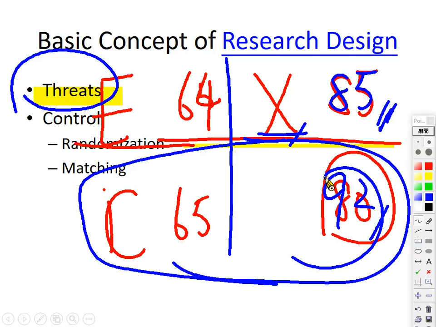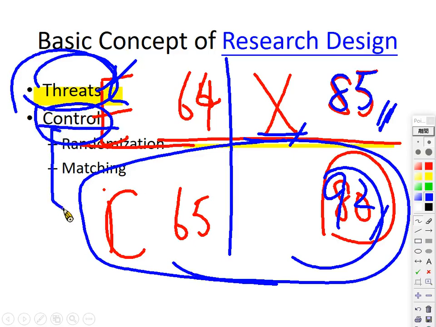And then what happened to the higher score in this group, the control group? Well, it's because of the threats: the variables that may affect the result of the study from outside or from inside. So these are the threats. But basically, we have to know that threats or control always appear when we consider research design. And did you see the control here? I point out 2 ways to make control. One is randomization. The other one is matching.